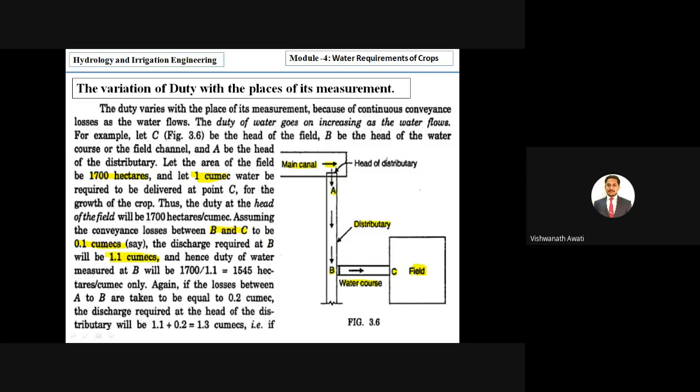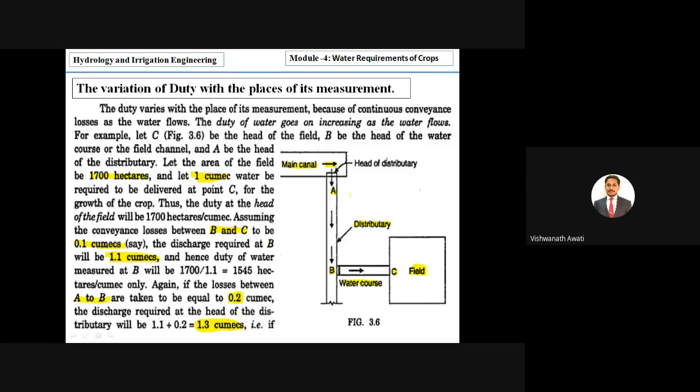Then if I take again A and B, it will be a total of 0.2 considerations. So we find two losses from A to B, then the total water required is 1.3 cumec, right? So when you release 1.3 cumec of water from the main canal, then we will get 1 cumec of water for the field, right? That is the variation of duty with the place of its measurement.